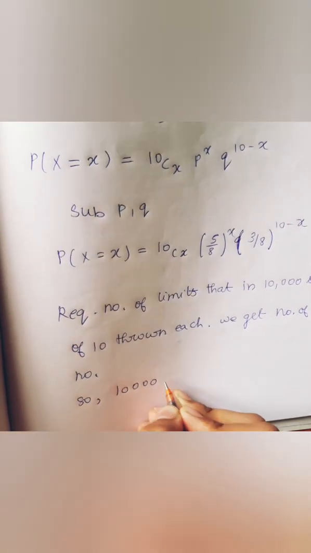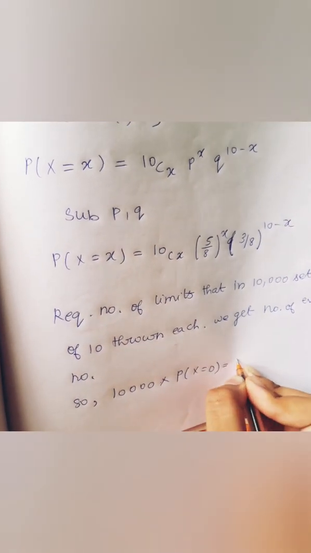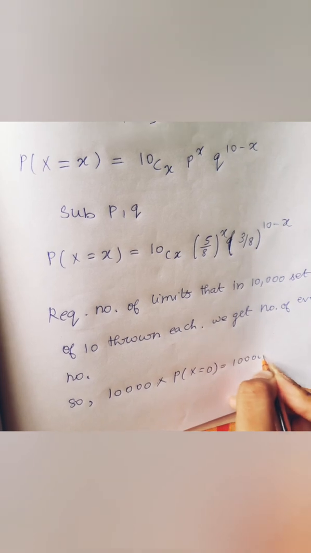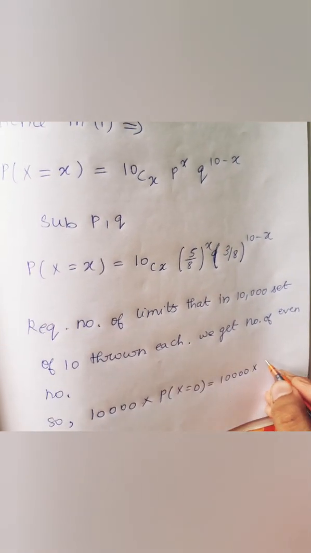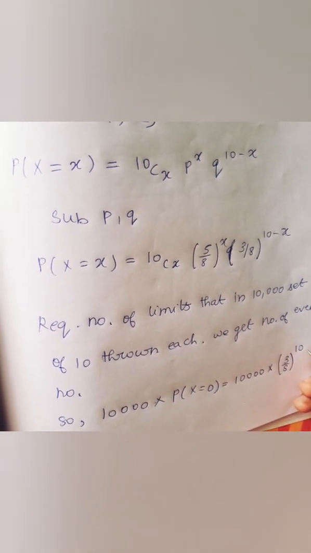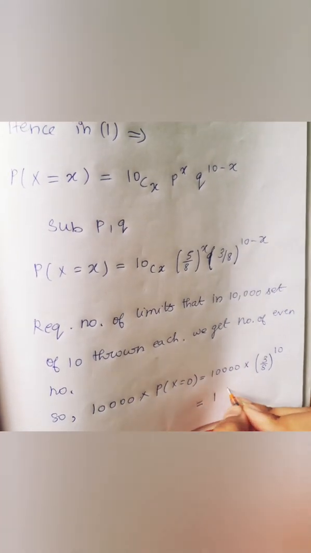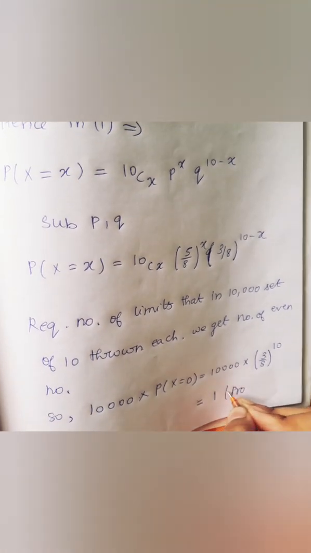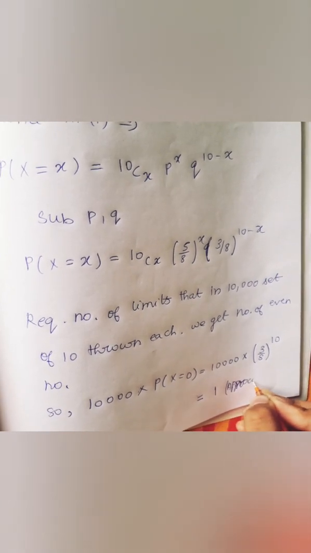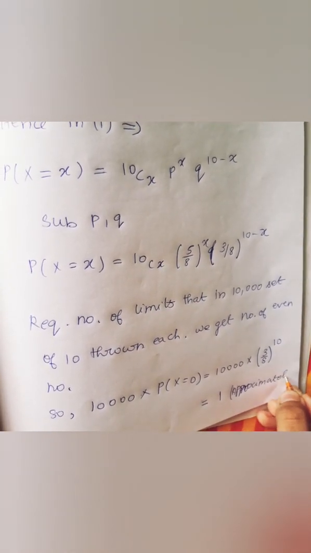So that 10,000 into P of x is equal to 0, there are no even numbers, is equal to 10,000 into (3 by 8) the whole power 10. Because we have to substitute 10C0 into p power 0 and q power 10 minus 0, so that p power 0, that is (5 by 8) the whole power 0, becomes 1, and we will get only (3 by 8) the whole power 10, which is nothing but approximately 1.